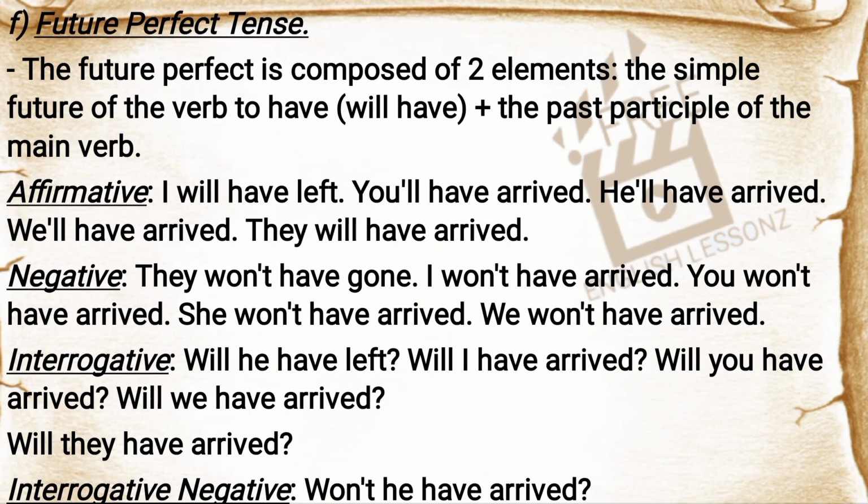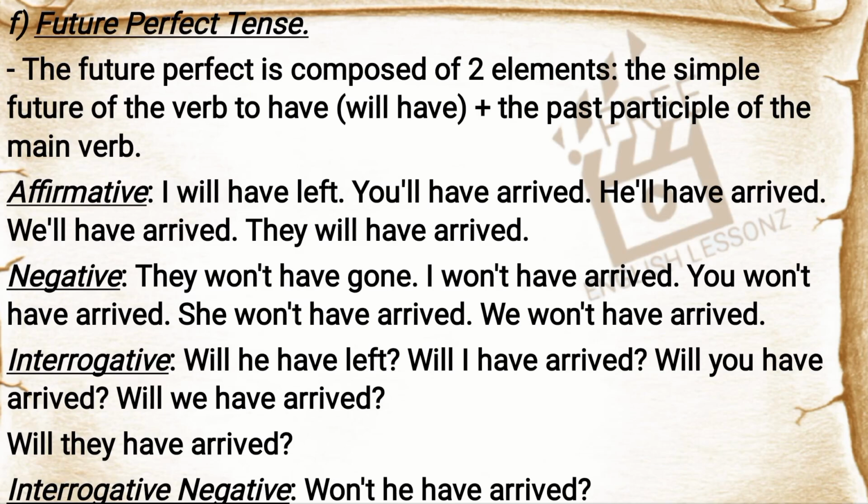F, future perfect tense. The future perfect is composed of two elements, the simple future of the verb to have, will have, plus the past participle of the main verb. Affirmative: I will have left, you'll have arrived, he'll have arrived, she'll have arrived, they will have arrived.